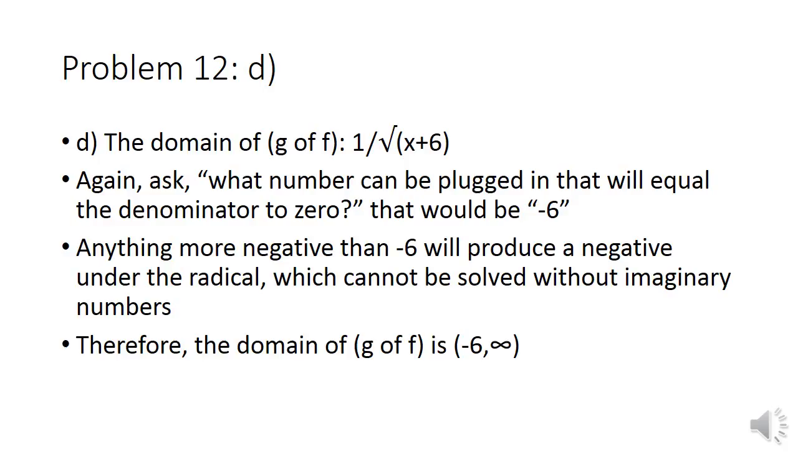Problem 12d. The domain of g of f. Remember, g of f is 1 over the square root of x plus 6. So again, we have to ask, what number can be plugged in that will equal the denominator to 0? That number would be negative 6. Anything more negative than negative 6 will produce a negative under the radical, which cannot be solved without imaginary numbers, like said before. Therefore, the domain of g of f is negative 6, comma, infinity.